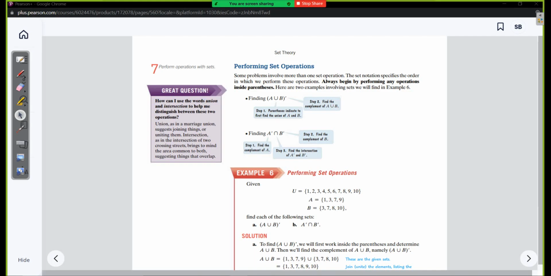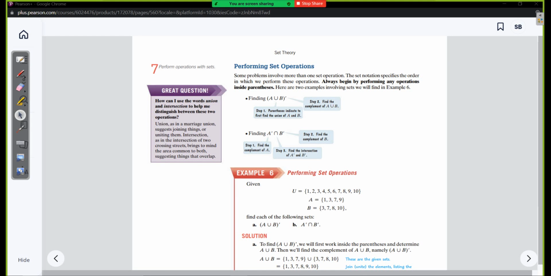Okay, so let's change gears just a tad because I want to have a lot more space to write these sets. So let's give the performing sets its own page. And then we'll do example 6. Okay, so I had an idea to do this, and let's just see if we can get this to work.